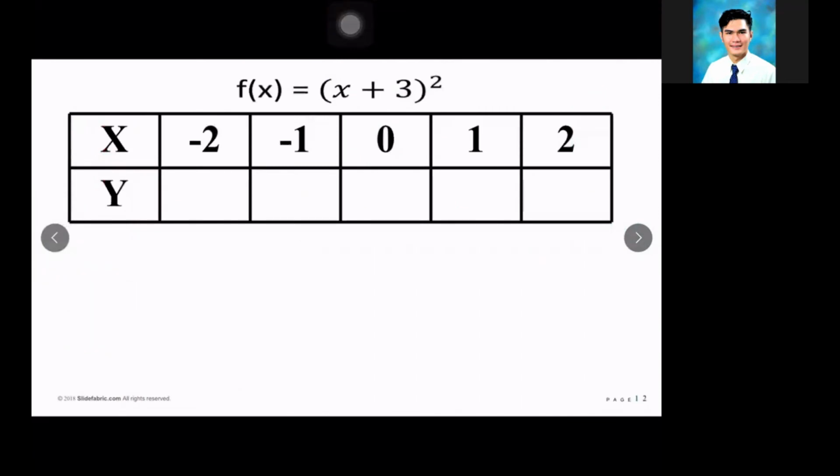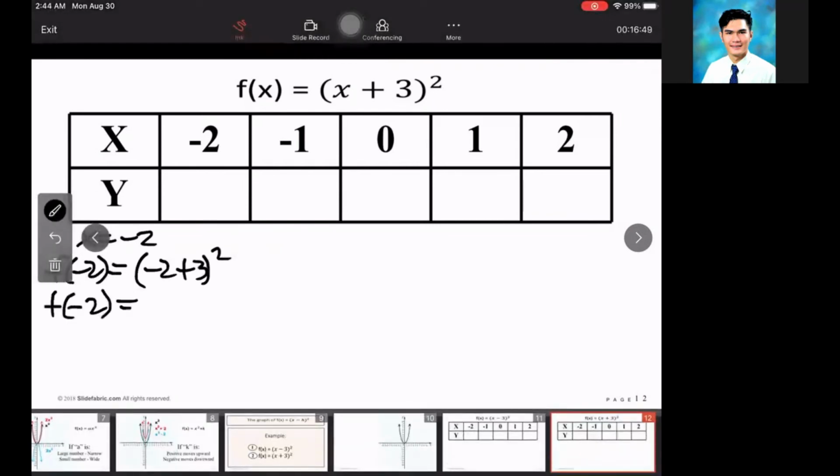So let us now solve the value of x in terms of here. So we have x plus 3 raised to 2. So let x be equivalent to negative 2. So negative 2 substituted in our expression. So f of negative 2 is equivalent to negative 2 plus 3 squared. Negative 2 plus 3 is 1, then squared. So f of negative 2 is equivalent to just 1.